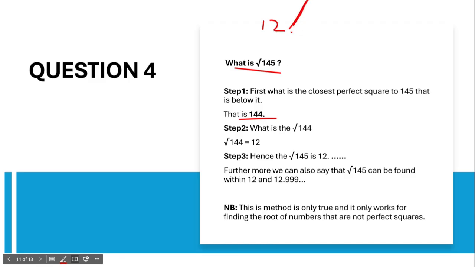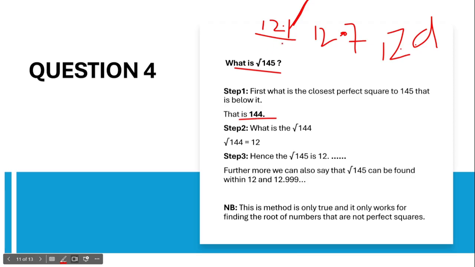Should it be 12.1? Please bear with me. 12.1 or 12.7? This is the decimal place, or 12.9. Now, just by knowing that it is closer to 12, should it be 12.1, 12.7, or 12.9? Therefore, it should be 12.1 because it is closer to the perfect square of 12.